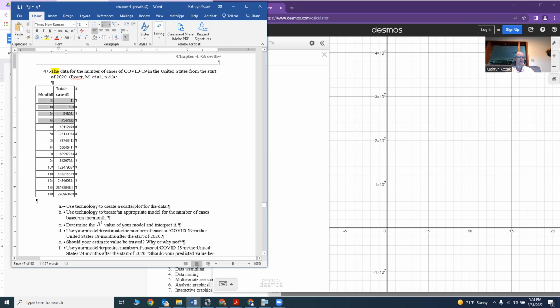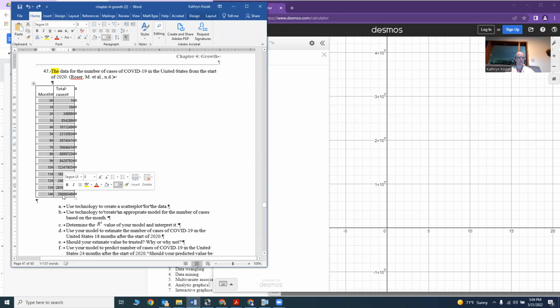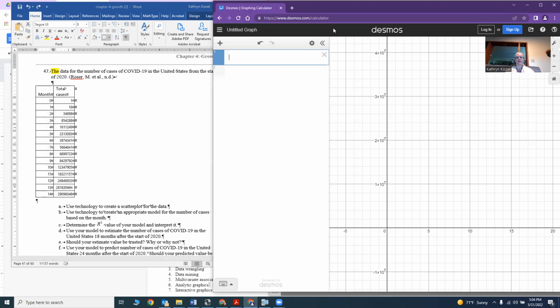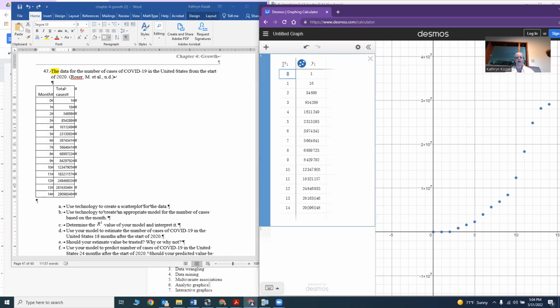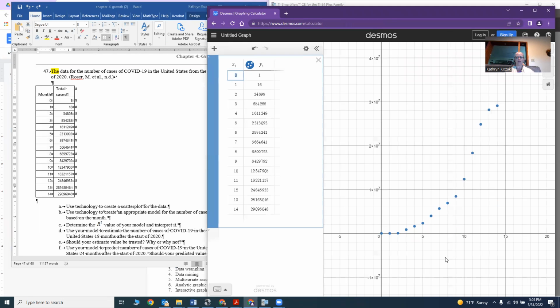The advantage of Desmos is I can actually copy this data with Control C or Command C, depending on if you're Mac or PC. I can come over here to Desmos and hit Command V or Control V, and it will actually put that data right in here. It also nicely sets my window based on this data. And I can now see my graph where it comes along, goes up, and then kind of starts to level off. So there's my graph.